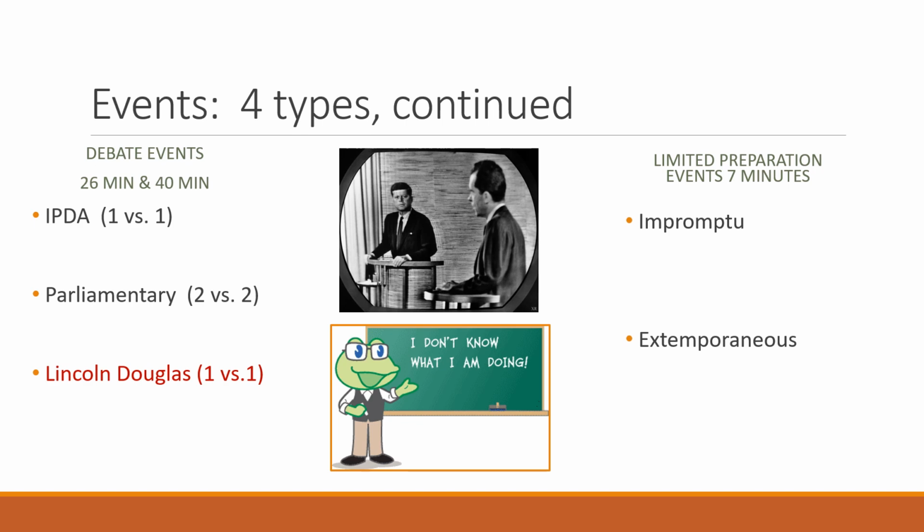And then the other type of limited preparation event is extemporaneous speaking. So extemporaneous speaking is kind of like impromptu with current events. So a speaker will get 30 seconds preparation. They get a choice of 3 topics. They pick one, and these are going to sound very similar to the parliamentary debate topics. It's, should the United States get involved in the affairs of country X, and then you either argue yes or no.